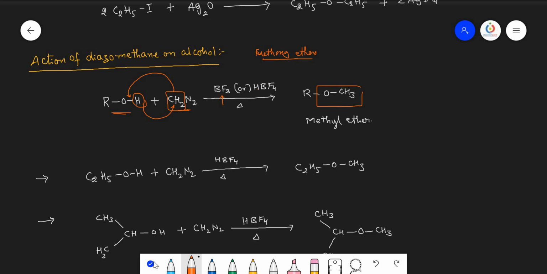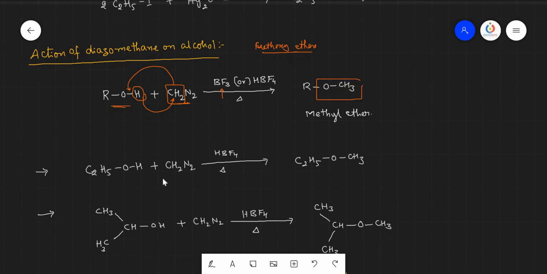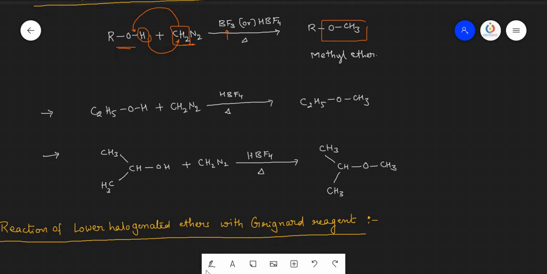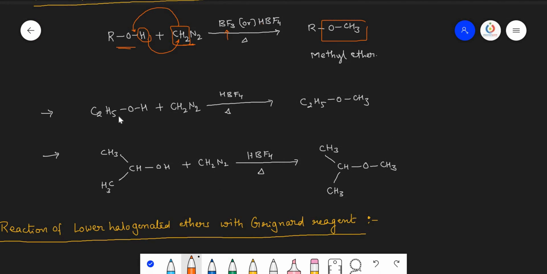Whatever the alcohol you take, irrespective of the type of alcohol, you will get only methoxy ethers or methyl ethers. See here I have taken the ethyl group. Now you put the CH2 group between the oxygen and hydrogen, so you'll get methoxyethane. And you take isopropyl alcohol, again you put this CH2 group between the hydrogen and oxygen and you will get this compound.